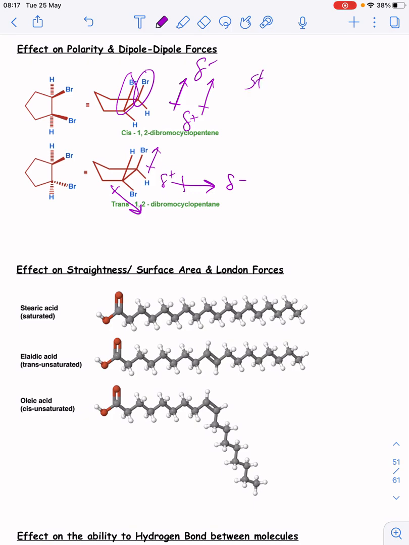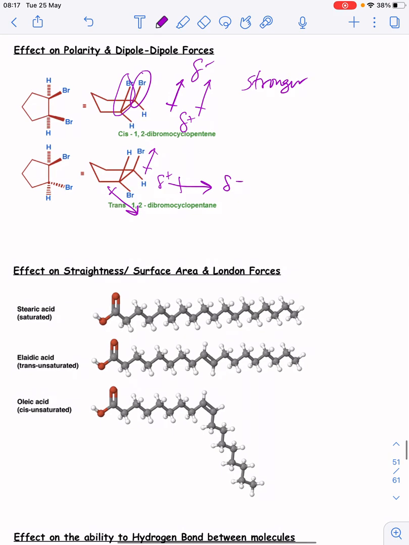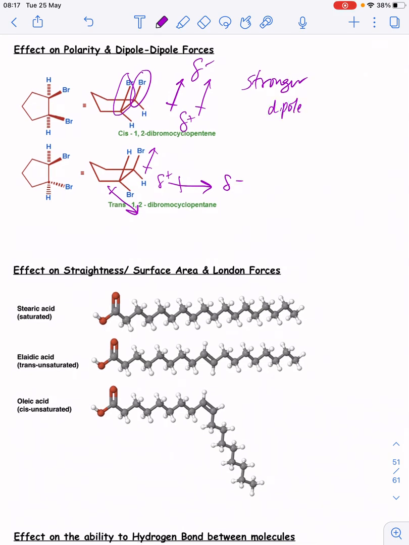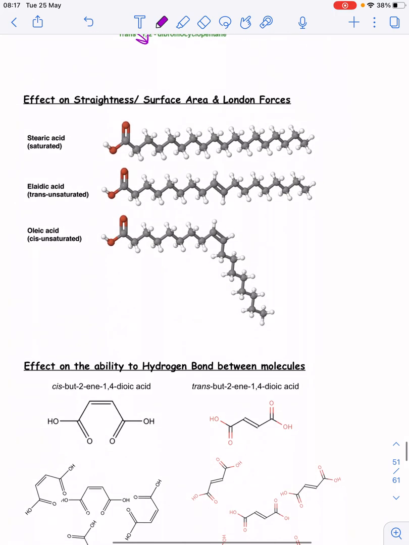So you can have slight differences in polarity, which can lead to differences in dipole-dipole forces, depending on if you're cis versus trans. Cis versus trans can also affect London forces. The classic example of this is with cis and trans fats. Fatty acids have carboxylic acid groups or carboxyl groups, and then they have long fatty tails that are just hydrocarbon, just C and H. And unsaturated fatty acids have carbon-carbon double bonds. Normally, unsaturated fatty acids are in the cis orientation. So a normal unsaturated fat would look something like this.